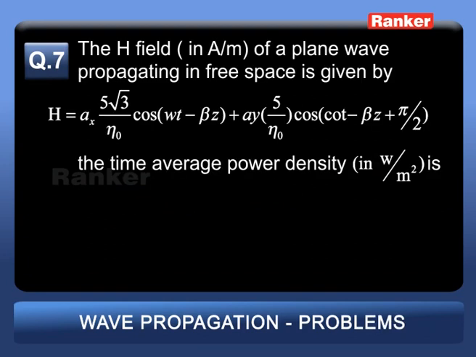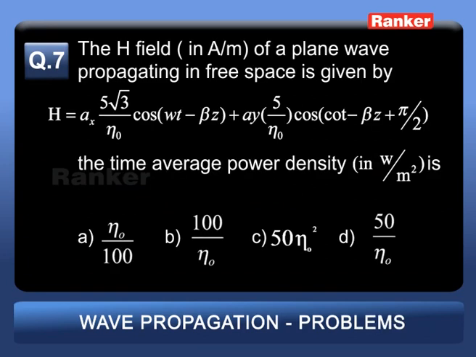The H field in ampere per meter of a plane wave propagating in free space is given by H equals a_x 5√3/η0 cos(ωt − βz) plus a_y 5/η0 cos(ωt − βz + π/2). The time average power density is, options are given as option A η0/100, option B 100/η0, option C 50 η0², and option D 50/η0.